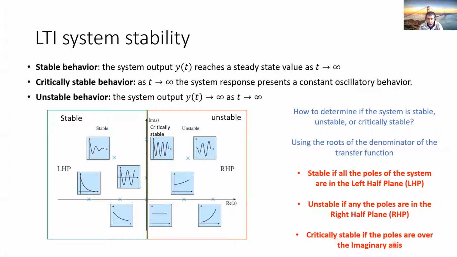On the other hand, the system will be critically stable if our poles are on the imaginary axis. It means if we are on the boundary, we will have this oscillatory behavior. So those will be the 3 conditions for stability: stable, unstable, and critically stable. Let's go see some examples so that you can understand better graphically what stability means: stable, unstable, and critically stable.